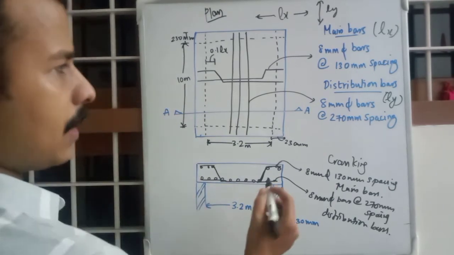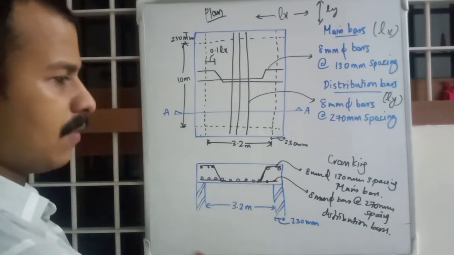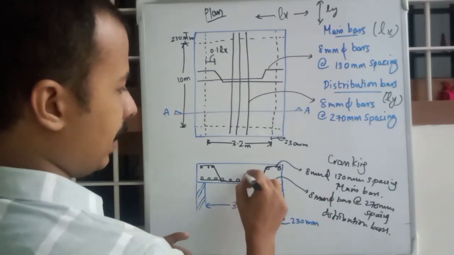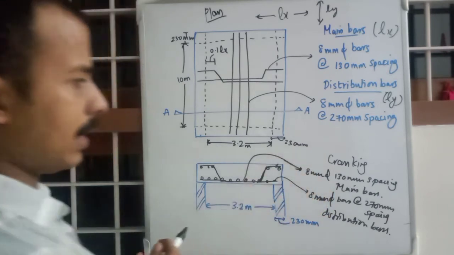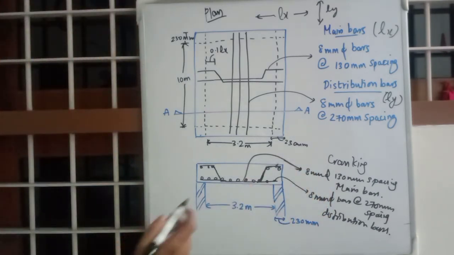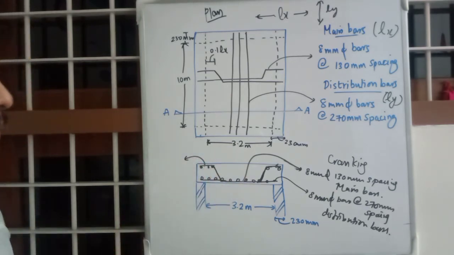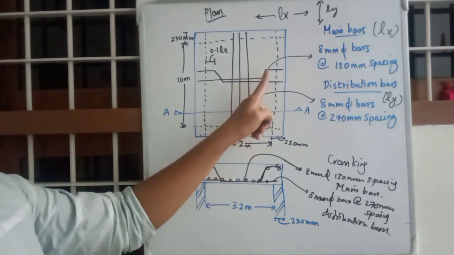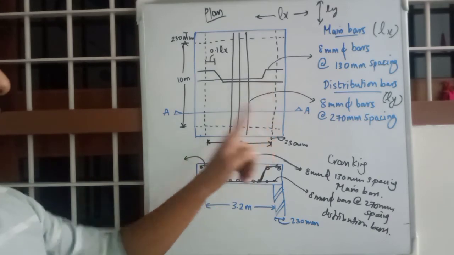One more thing, the spacing of this cranked bar will not actually be 130. When you are expressing main bars, we should provide it like this, not from the crank bars. What will be the spacing of crank bars? Why would it change? Because on each side only alternate bars are being bent up.